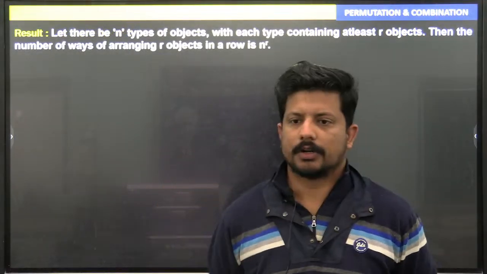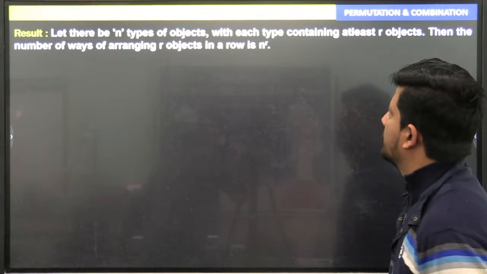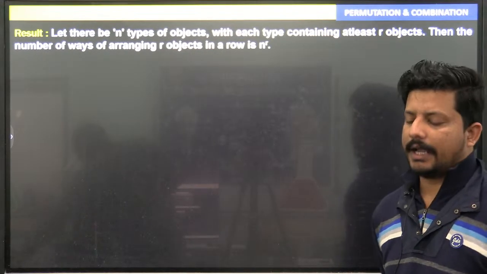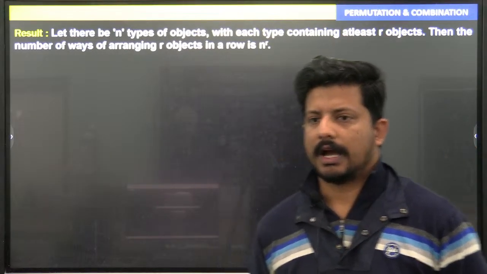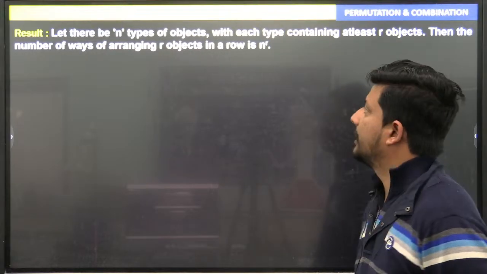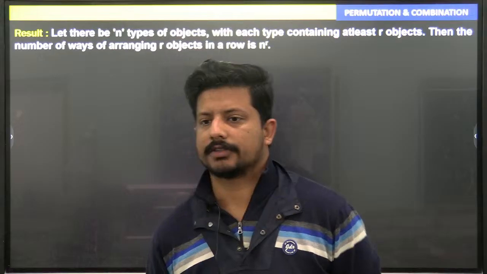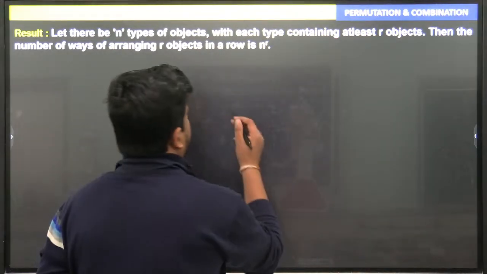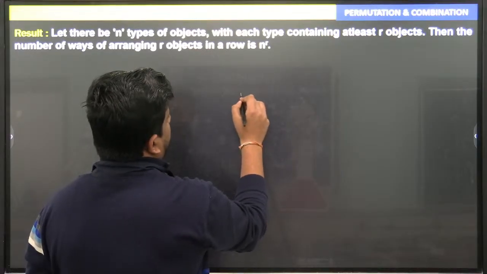Let us write down one result: let there be n types of objects, with each type containing at least r objects. N types of objects, each containing at least r objects. Then the number of ways of arranging r objects in a row is n raised to power r.